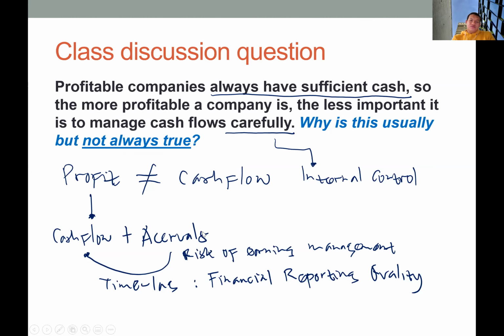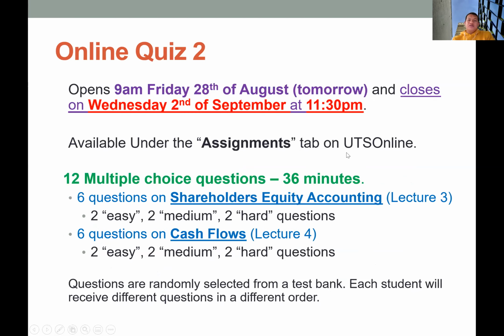Lastly, I want to remind you of the second online quiz. The quiz will be available tomorrow morning, 9 a.m., and close next Wednesday, almost midnight. This quiz will cover two topics, the cash flow statement and shareholders equity accounting. You will have 6 questions on each. The questions will be multiple choice, and you have 36 minutes and 1 attempt. The quiz will be available on UTS online under the assignment tab.